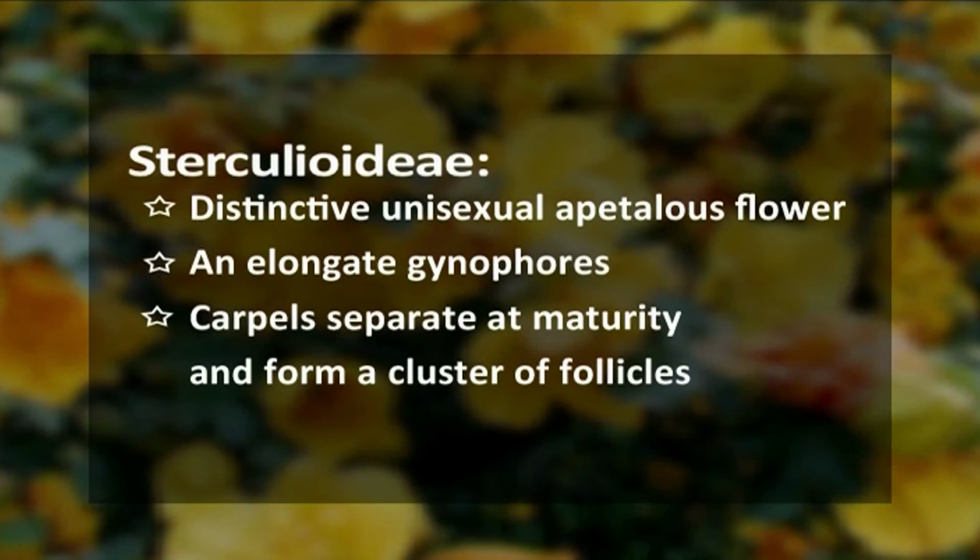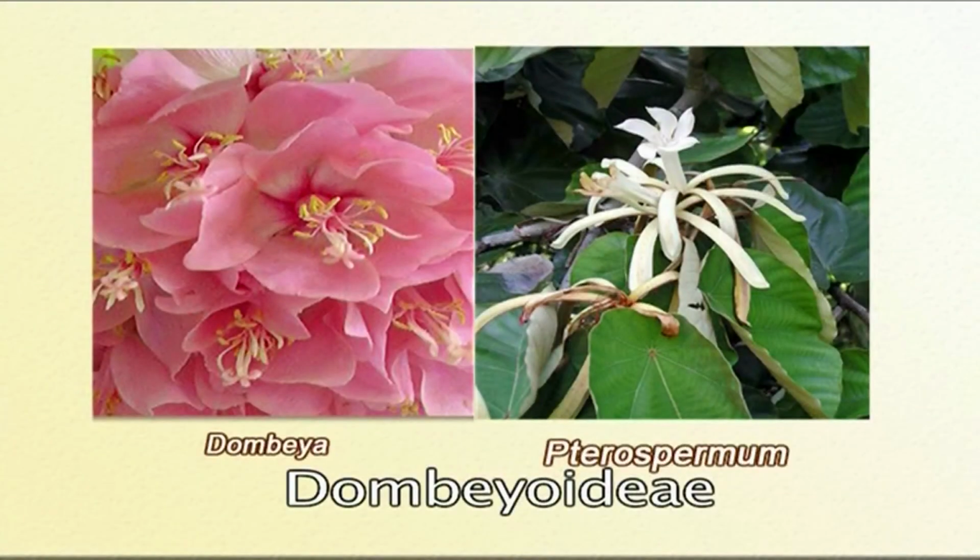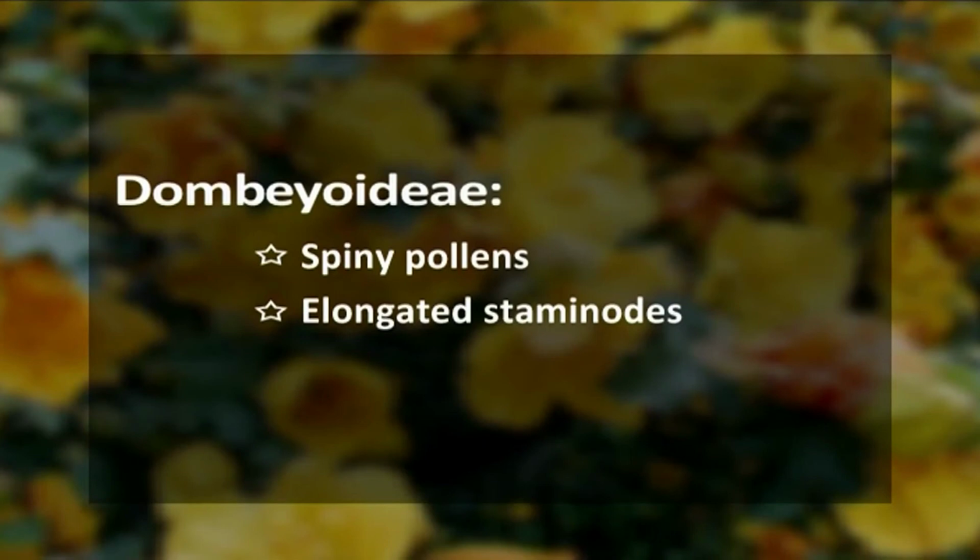They possess a distinctive unisexual apetalous flower, which has an elongate gynophore, and the carpels are separate at maturity, forming a cluster of follicles. The Dombioideae subfamily, containing genera like Dombia, Pterospermum, and relatives, is distinct in having spiny pollen, and they also have elongate stem nodes that alternate with petals.